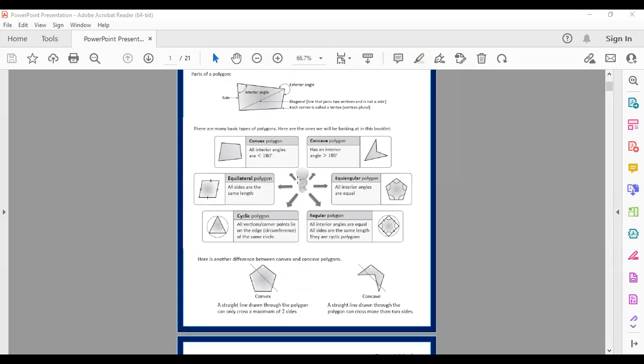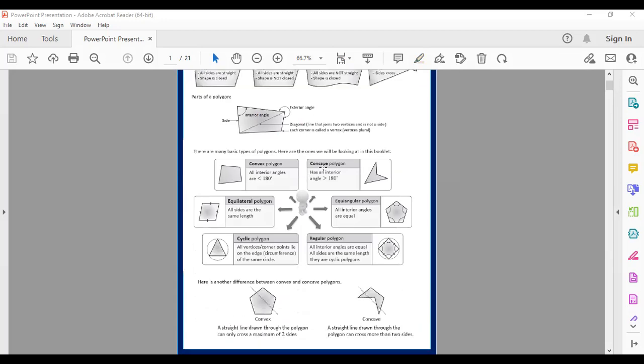Sometimes you don't even have this information in your textbook. I've seen your textbook is not there. This is extra for you. A convex polygon and a concave polygon. Not asking you to remember, but if you want to learn, you can look at it.